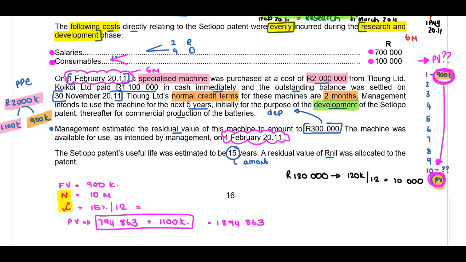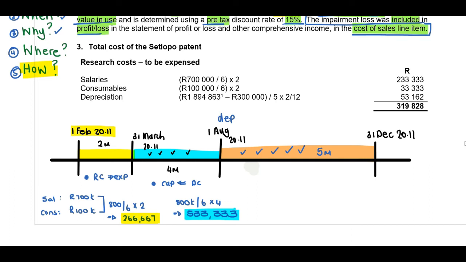Therefore, for the time when this machine is used, which is a cost of 1,894,863, the depreciation relating to this machine, therefore minus our residual value, guys, I have explained this in KoiKoi Coffee, divide by 15 years times. Now, important, if you look at this, our acquisition date was 1 February 2011. If you look at our timeline, this machine was purchased 1 February 2011.